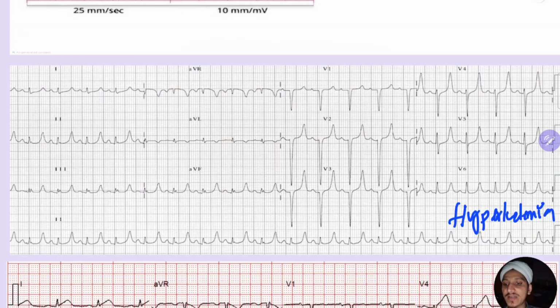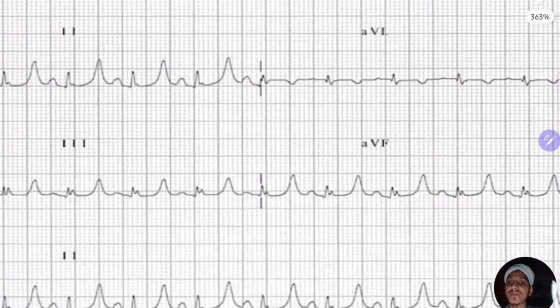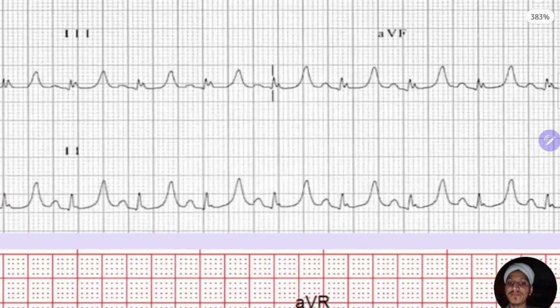So if you are seeing any dampening of P waves, because in severe hyperkalemia, what will be there? There will be dampening of the amplitude of the P wave, then widening of the PR interval, then widening of the QRS complex, and then there will be a sine wave, and then arrest. So just you are seeing here, you take again lead 2 rhythm strip.